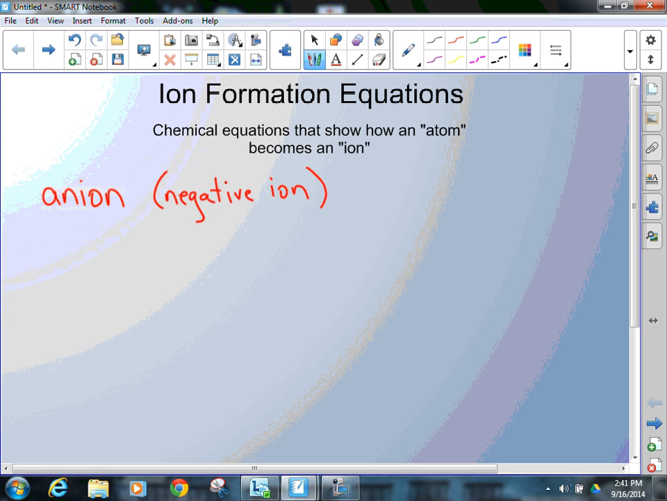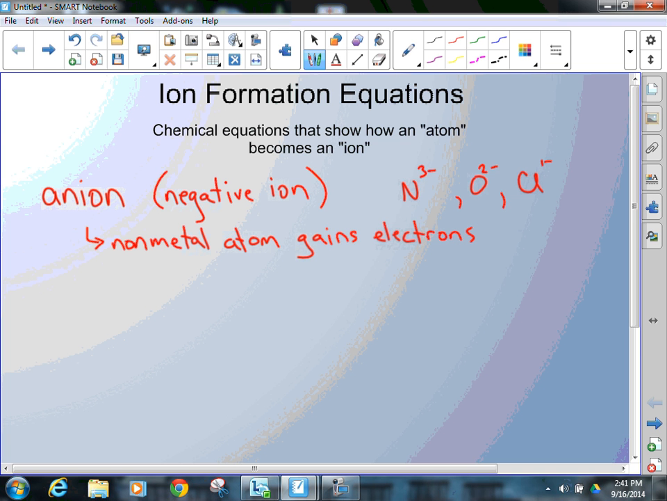For example, we might have nitrogen 3-, or oxygen 2-, or chlorine 1-. Those are all examples of anions, atoms that have gained electrons to become a negatively charged ion. This is what nonmetals do. So a nonmetal atom gains electrons to become an anion.